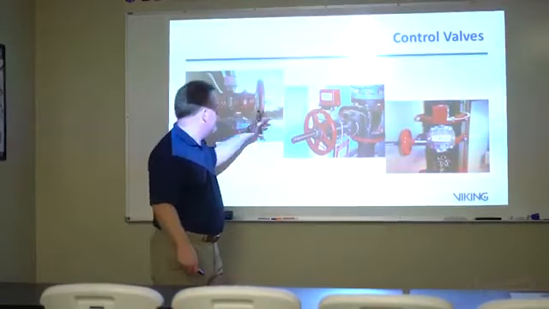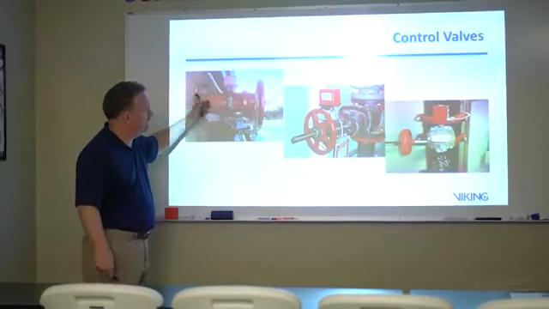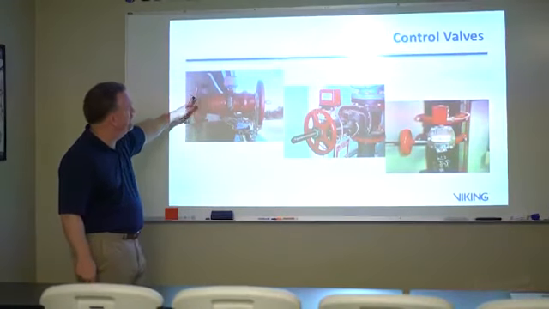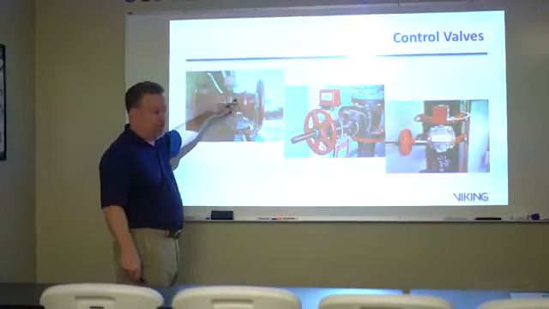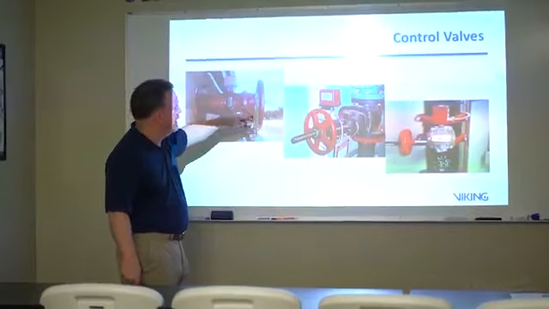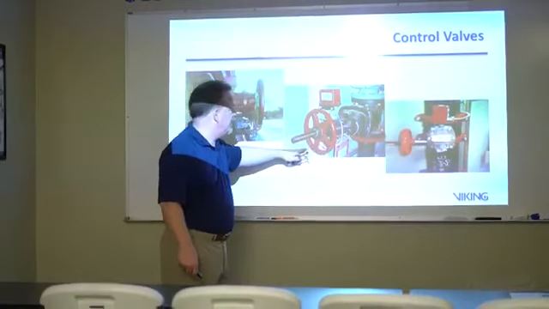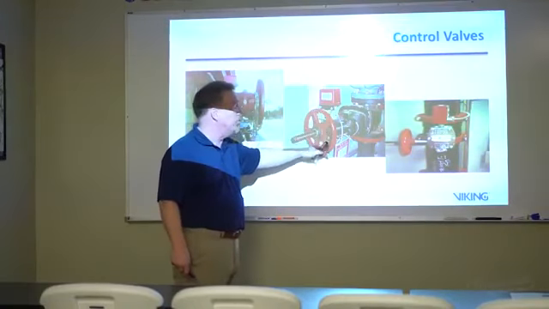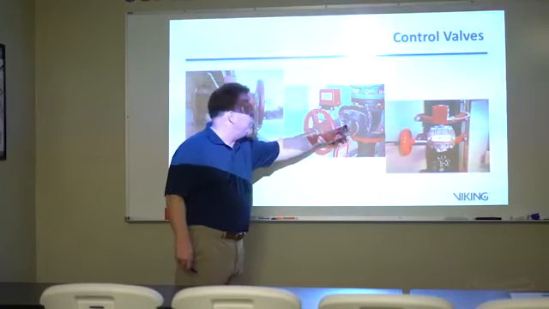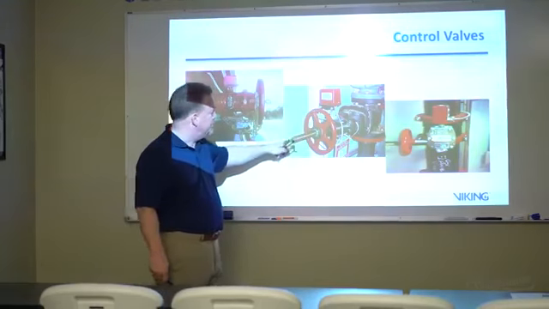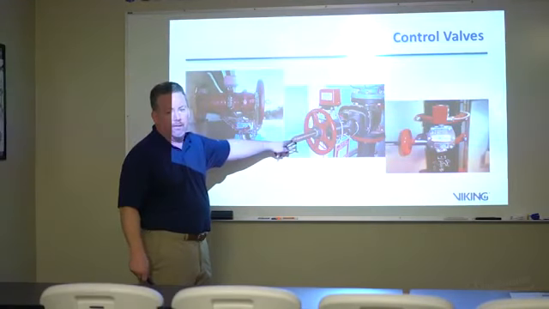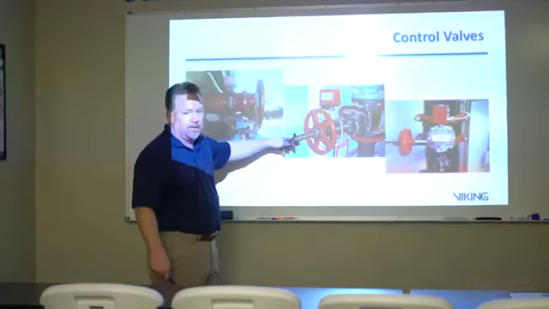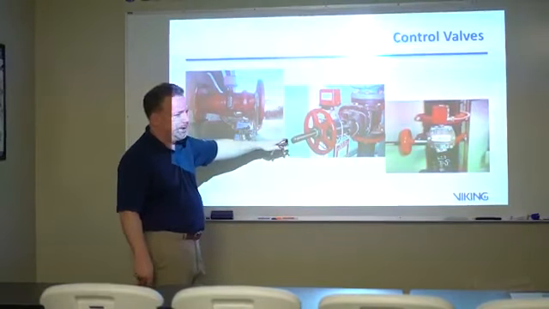This is called a post indicator valve. In this case, it happens to be on the wall, so it's a wall PIV, and it has a window that shows you the exact setting of the valve. In this particular case, we have an OS&Y valve, or an outside stem and yoke valve, and it is informing you that it is open simply by virtue of the fact that you can see the screw here.